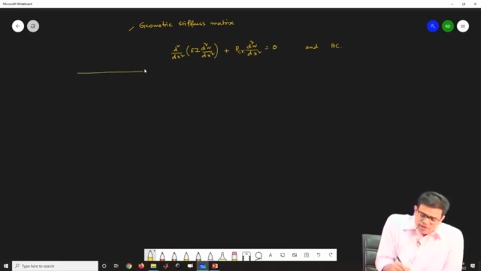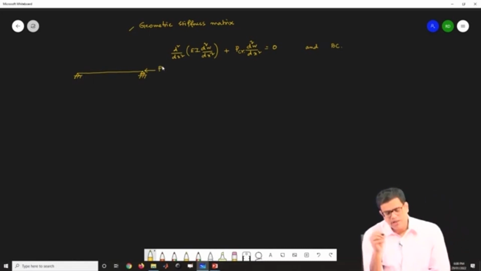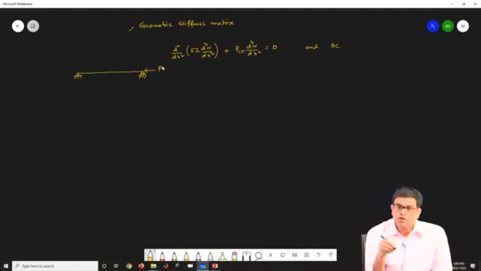So, this is a simply supported pin column, or pin beam you can say. Here if I have a force P, then what will be the critical force for which the buckling of this beam will start? That is the critical buckling load. So, now the objective is to find the critical buckling load of this problem, and for which we will solve this eigenvalue problem.